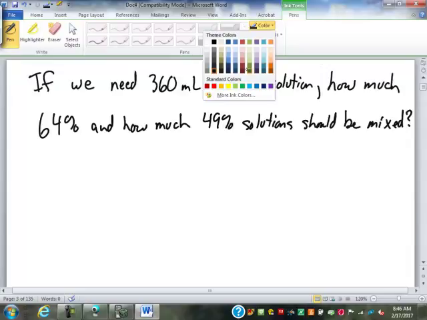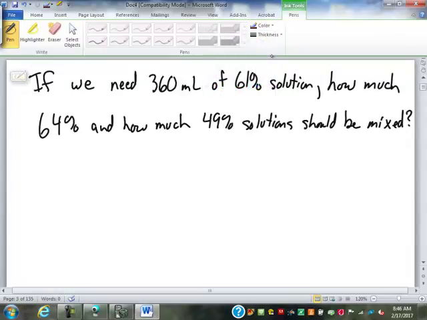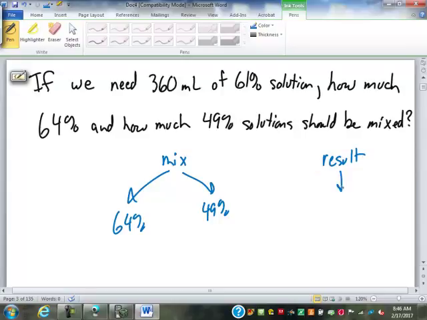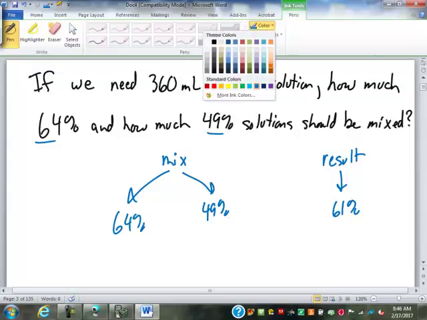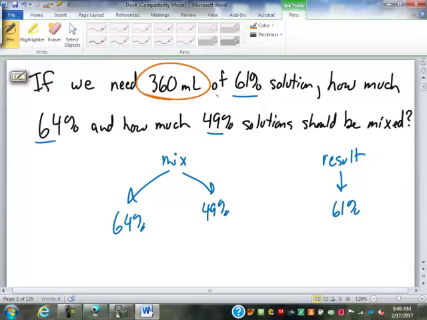So we're looking for two amounts here. We're looking to combine what two percents? There you go, the 64 and the 49. Great. And we're hoping to get a result of what percent? 61. Wonderful. So we're mixing 64 and 49, trying to get 61. We know the amount of 360 milliliters. That goes with which one? The 61.